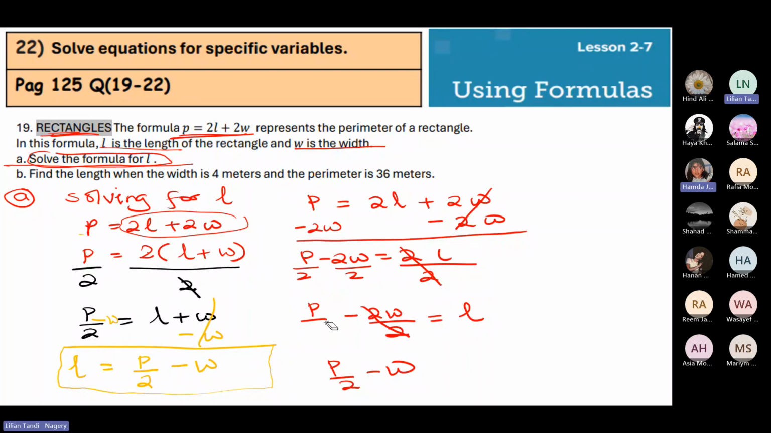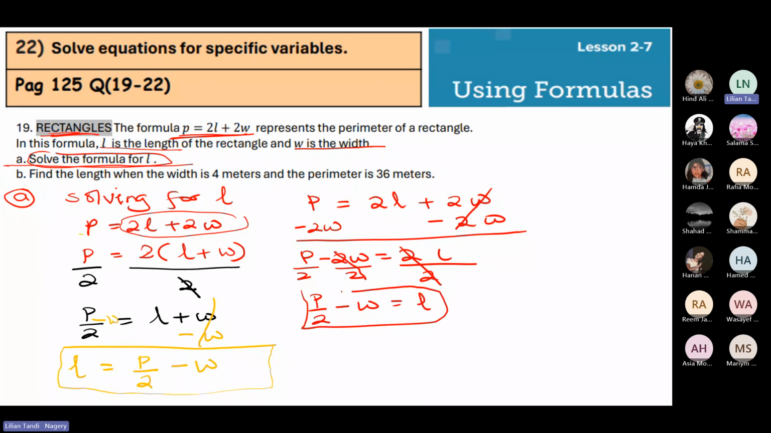Miss, and then, I have a question. Wait, just wait a little bit. Let me fix this a little bit. Sure. So this and this goes away. So you have P over 2 minus W equals to L. And then this is your answer. Yes, whoever had a question, ask.